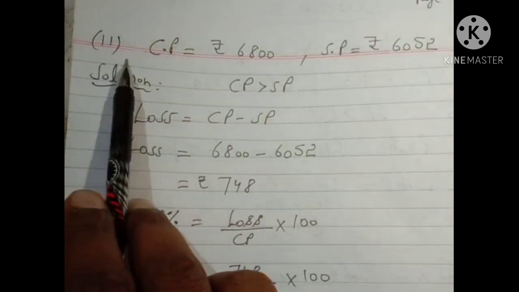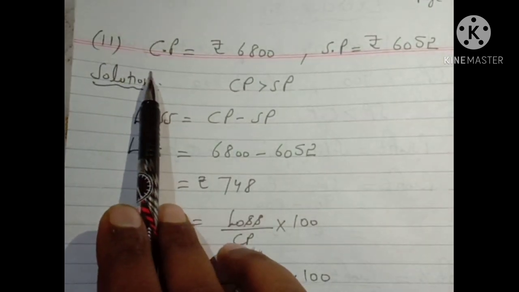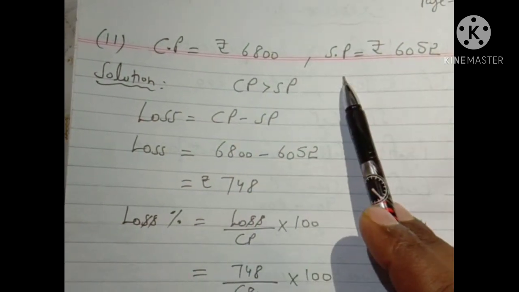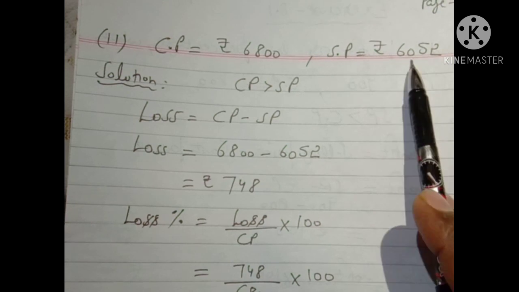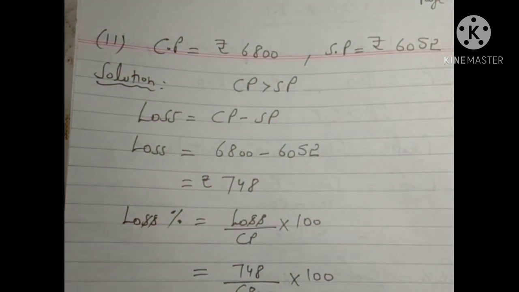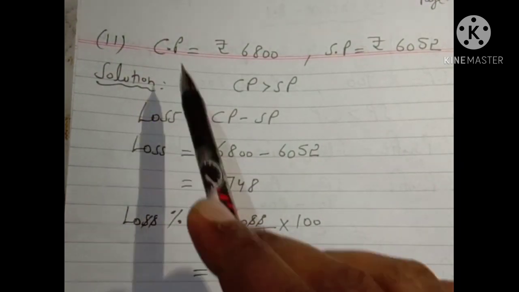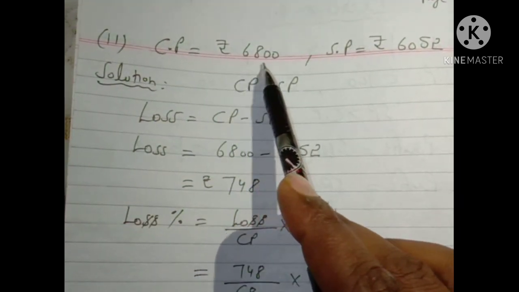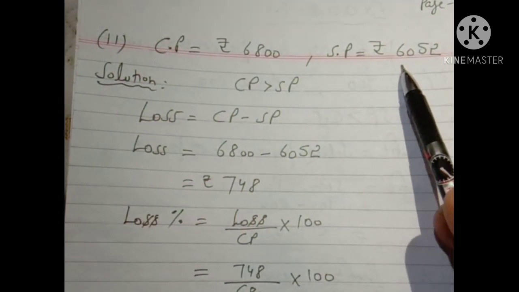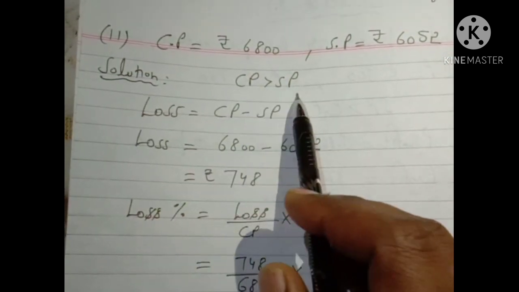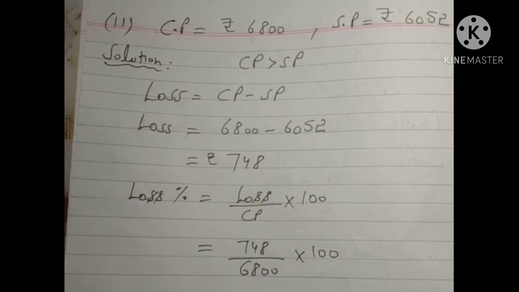Okay, now see the second part of the first sum. In this case, the cost price is given, that is rupees 6,800, and the selling price in this case is given, that is rupees 6,052. So in this case, you can see clearly the cost price is greater than the selling price, because you can see 6,800 is greater than 6,052. So in this case, the cost price is greater than selling price. So this is a case of loss.